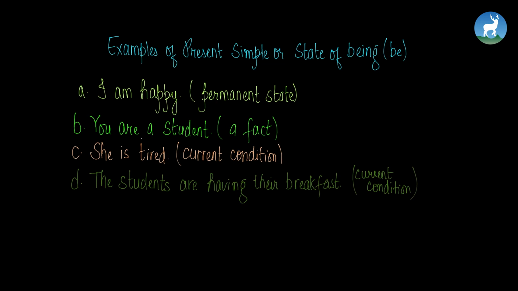Now moving on. Let's take one more example. Number E. They are friends. So what is this sentence expressing? It's stating a fact about multiple individuals. Now let's go on to learn about negative forms of present simple or the state of being.